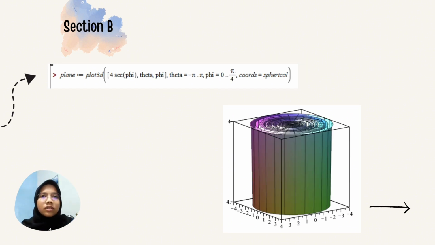Then for the coding of the plane, plane equal to plot3d, open bracket 4 secant, open bracket phi, close bracket, comma theta, comma phi, close bracket, comma theta equal to -pi until pi, comma phi equal to 0 until pi over 4, comma coordinates equal to spherical, and then close bracket. After we click enter, we will get this shape, which is similar to a cylinder.